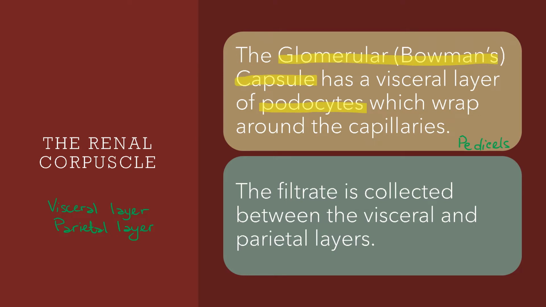Now, filtered fluid from the glomerular capillaries enters the capsular space. This is where that filtered fluid will go into. So this is going to be that space between the two layers of the glomerular capsule. So this is the lumen of the urinary tube. Capsular space, which is the space between the visceral and parietal layers.